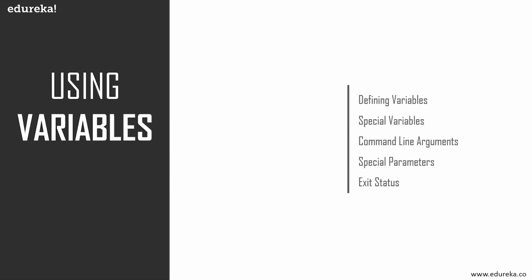But before that, let's see specifically what we are going to look at. So first of all, we are going to learn how to define variables, how to access the values. Then we're going to see a little bit on read-only variables and unsetting variables. Then we have special variables. We're going to see how you can work with them. We have command line arguments. We have special parameters and the exit status. Now, to see how all of these things work, let's move on to our terminal.